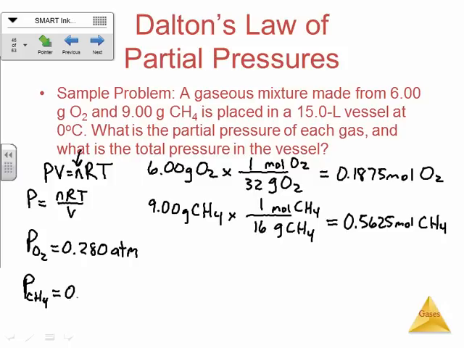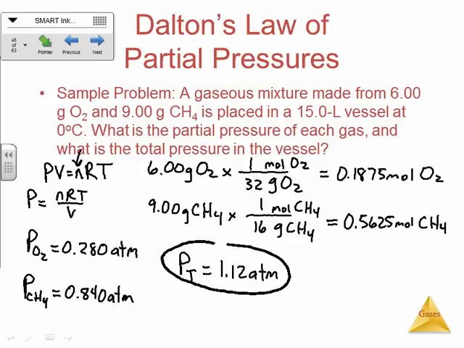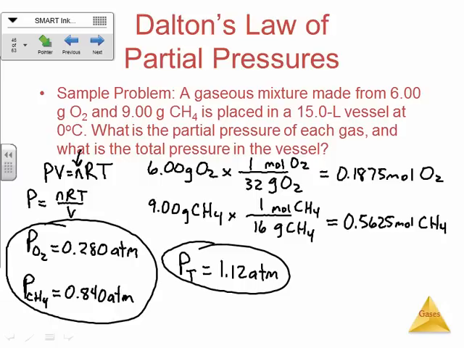We should get 0.840 atmospheres. Okay, so there's our two pressures, and then if we want to know the total pressure, we just add those together. 0.280 plus 0.840. That gives us 1.12 atmospheres for our total. Okay, so there's our 3 answers right there.